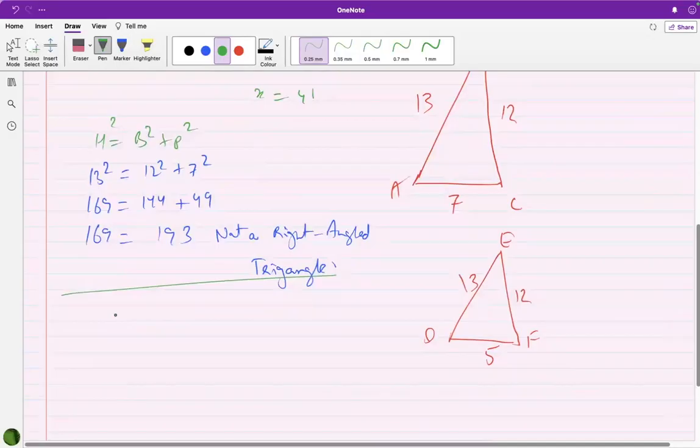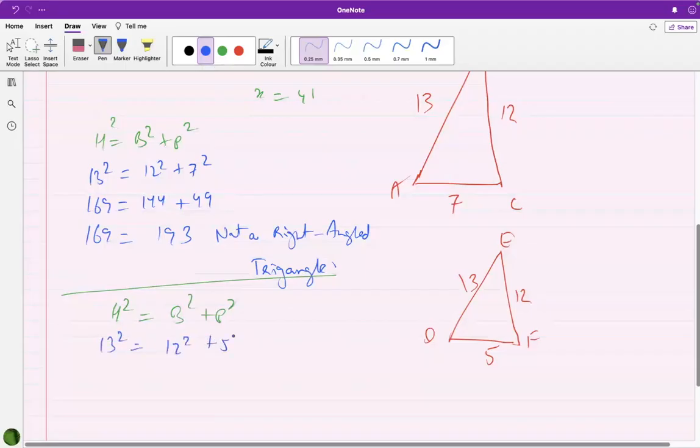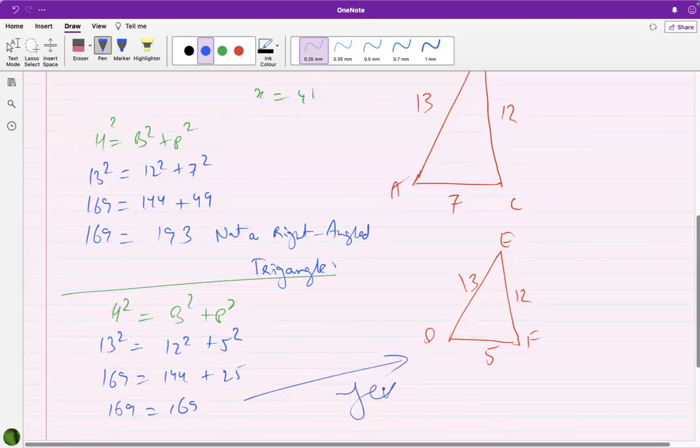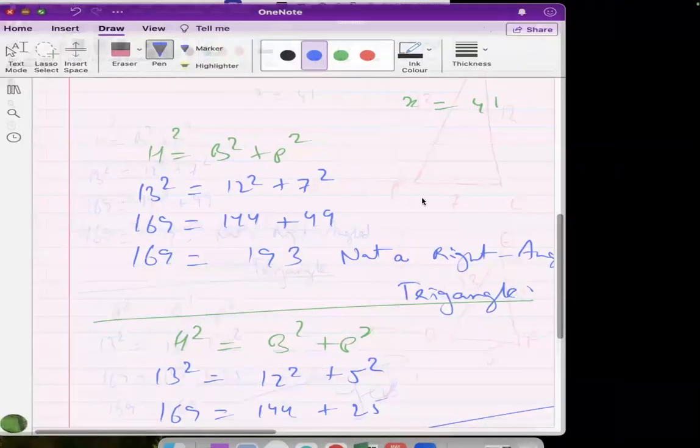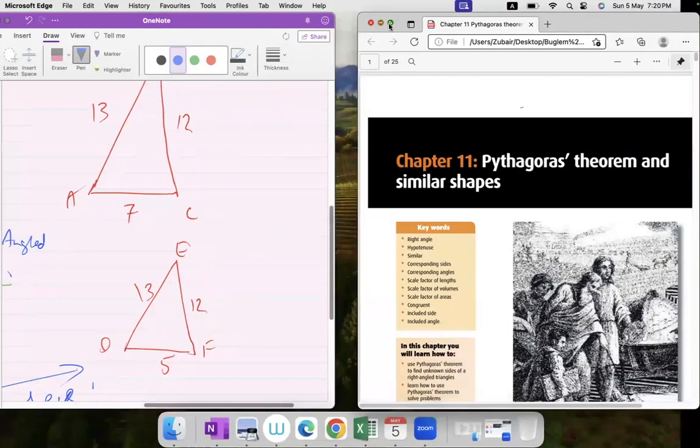So for the next one, hypotenuse square is equal to base square plus perpendicular square. The hypotenuse is the longest side. 13 square is equal to 12 square plus 5 square. That is 169. This is 144 plus 25, and 144 plus 25 this time is 169. So yes, that's a right angle triangle. We'll come to similar shapes after we practice some of the questions.